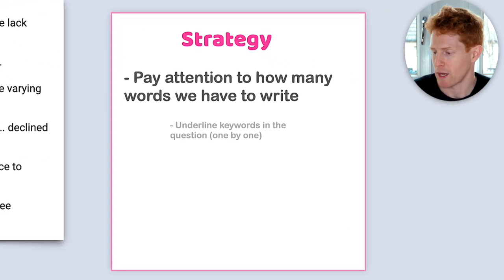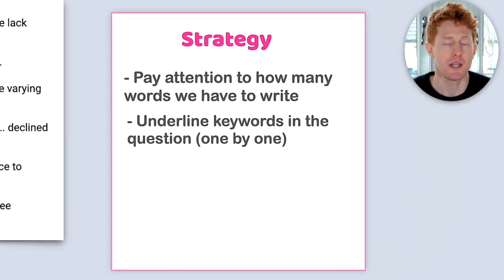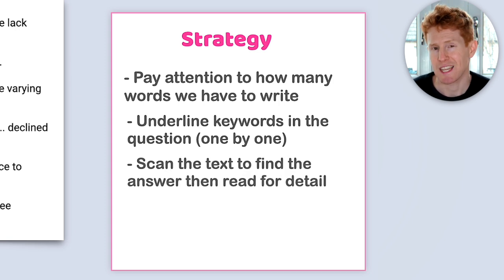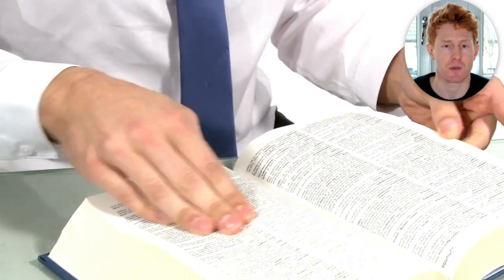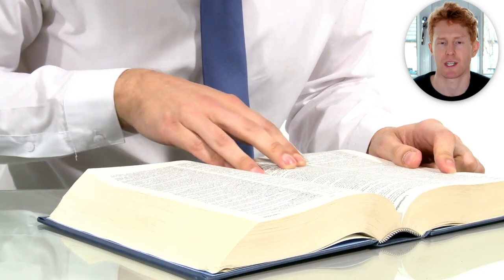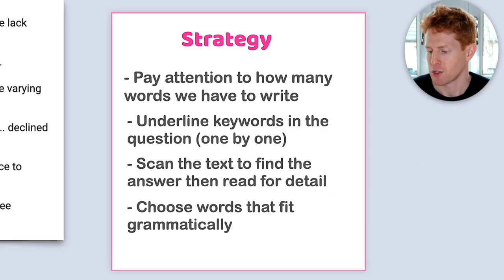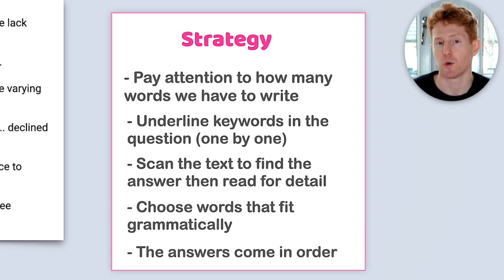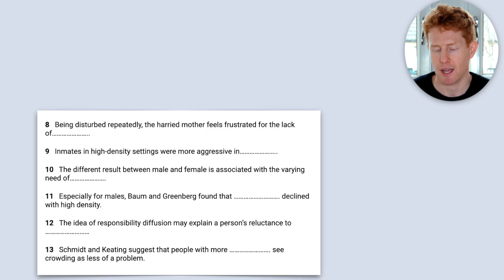We're going to look at the questions and we're going to underline keywords in the questions, which we're going to do one by one. Then we're going to scan the text, which means to read it very quickly, or not even to read it necessarily. It's more like we're just searching for a particular word or particular phrase. A bit like when you're looking up a word in the dictionary, you scan the dictionary to look for a word. You don't read all of the dictionary to try and find that word. Then we're going to choose a word that fits grammatically, and remember, these answers appear in order in the text. So let's do this together.